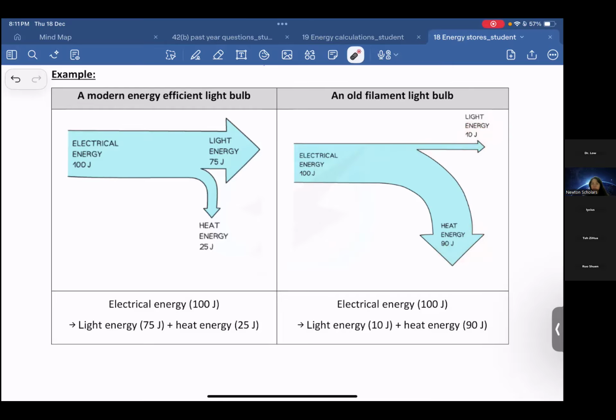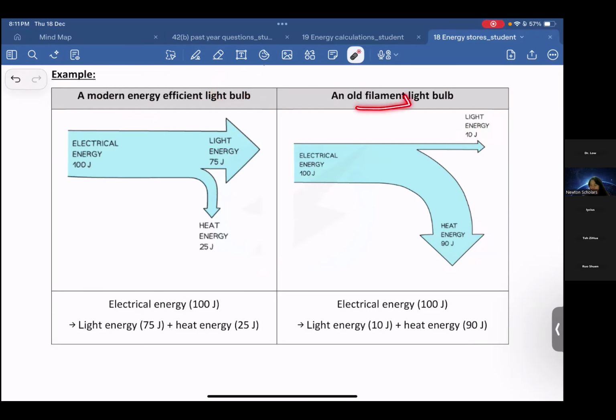So if we compare these two, as a consumer, how do we choose? We should choose the modern energy efficient light bulb. Because from this diagram, we understand that most of the energy is actually the useful output energy. Most of the input energy is converted to useful output energy.